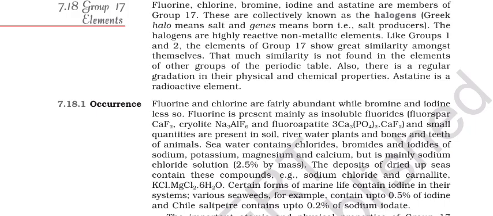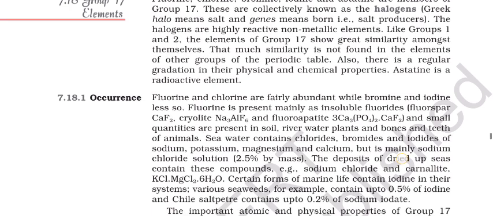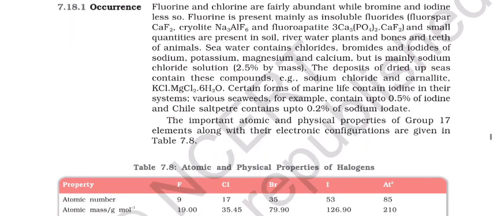That much similarity is not found in the elements of other groups of the periodic table. Also, there is a regular gradation in their physical and chemical properties. Astatine is a radioactive element. Occurrence: fluorine and chlorine are fairly abundant, while bromine and iodine less so.